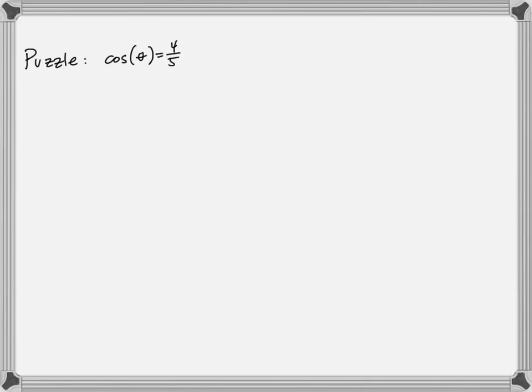I'm not telling you what theta is, and you don't know what theta is because if you look at your unit circle, cosine is the x-coordinate. We don't have any terminal points on our unit circle that have 4/5 as the x-coordinate. I'm also going to tell you that theta is in quadrant 4, and I'm going to ask you to find sine of theta.